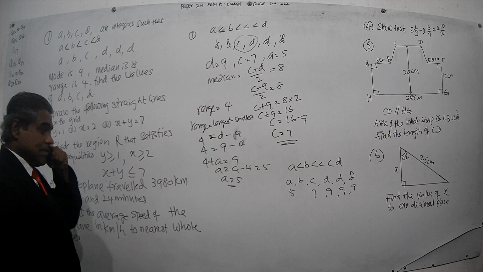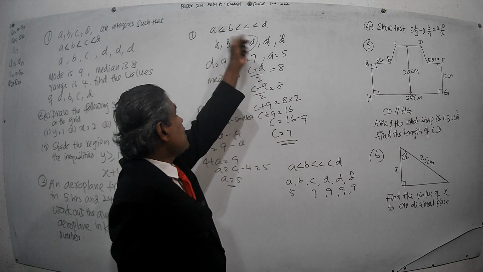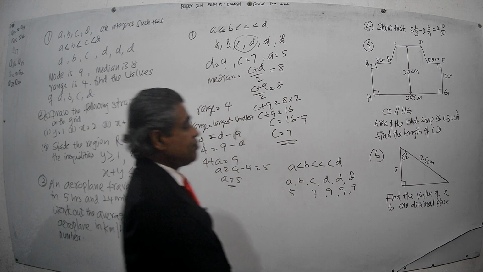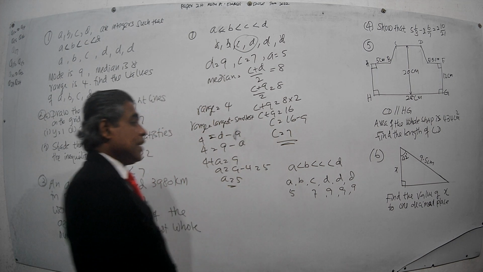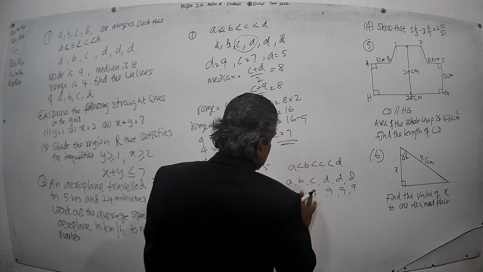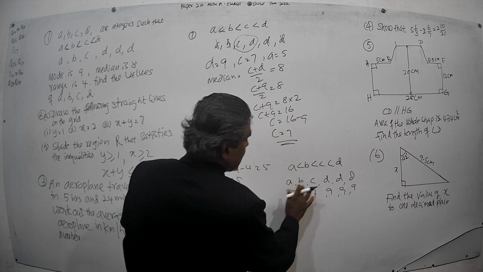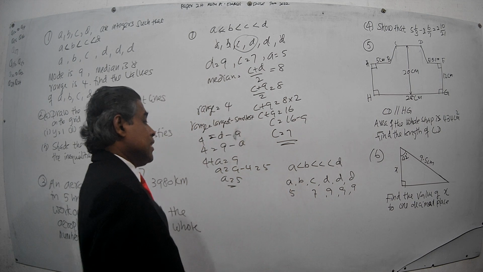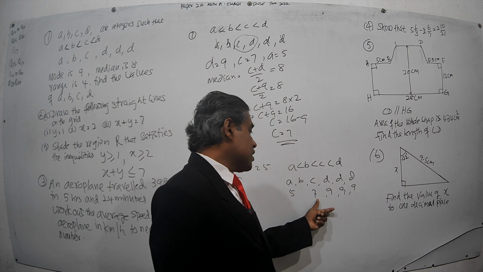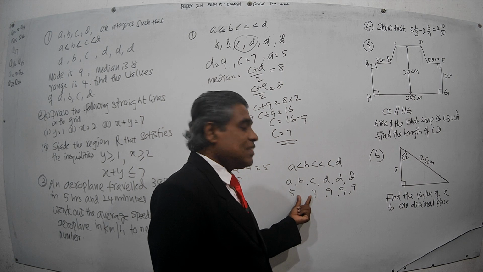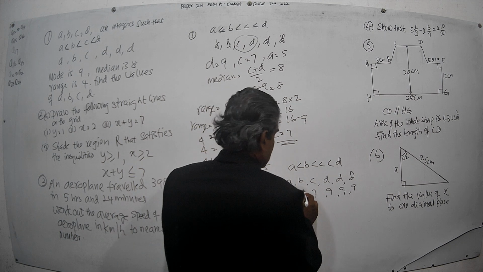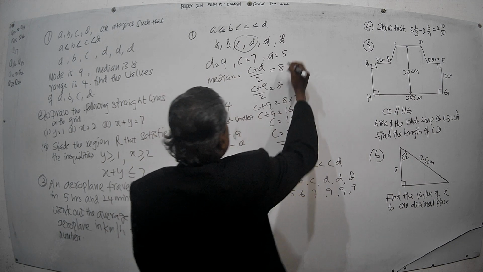Now they say A, B, C are integers. Integers means what? Whole number values. Then B also must be an integer. B is more than 5 and less than 7. A is 5, C is 7, so you have to find the integer between 5 and 7. The only integer between 5 and 7 is 6. Then B is found to be 6.